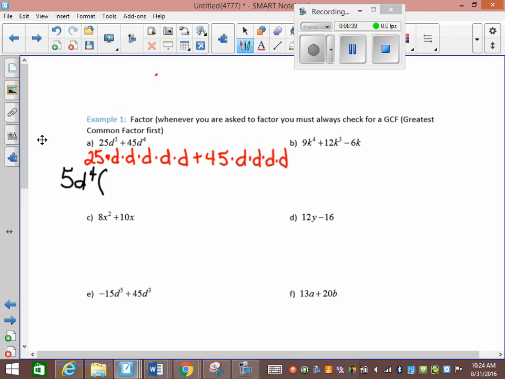So, 25 divided by 5 is 5. d^5 divided by d^4, you can't divide them? Yes, you can. Remember, you're subtracting. So if I take out 4 d's from 5 d's, I'm left with 1 d. Plus sign. 45 divided by 5 is 9. d^4 divided by d^4, what is that actually? Not 0, it's 1. So I technically have 9 times 1. I'm just not going to write that.